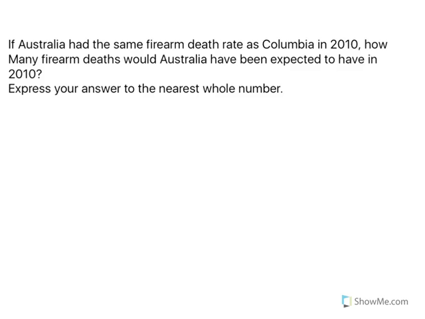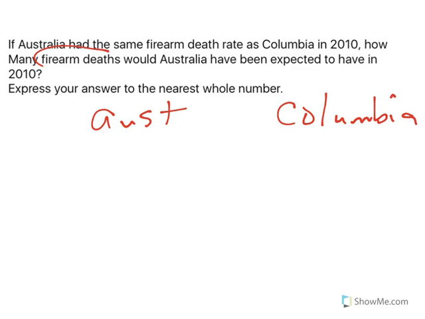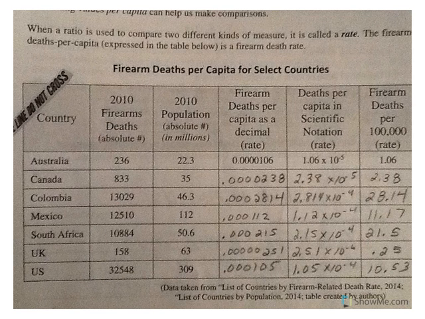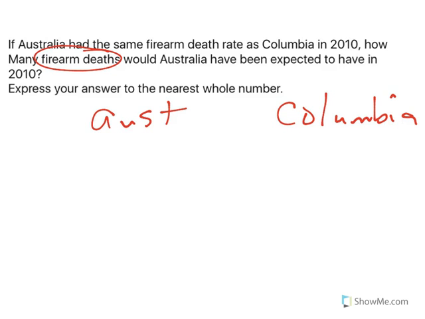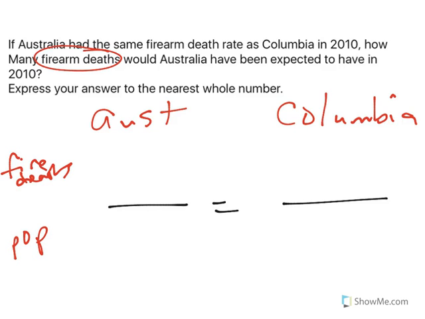So you can remember that we're going to want to use a comparison of Australia to Colombia, and we're talking about firearm deaths. So if you go back to your table, the two pieces of information that we know are firearm deaths and population. So in my numerator, I'm going to use firearm deaths. In my denominator, I'm going to use the population. So that's how I'm going to put together my proportion.